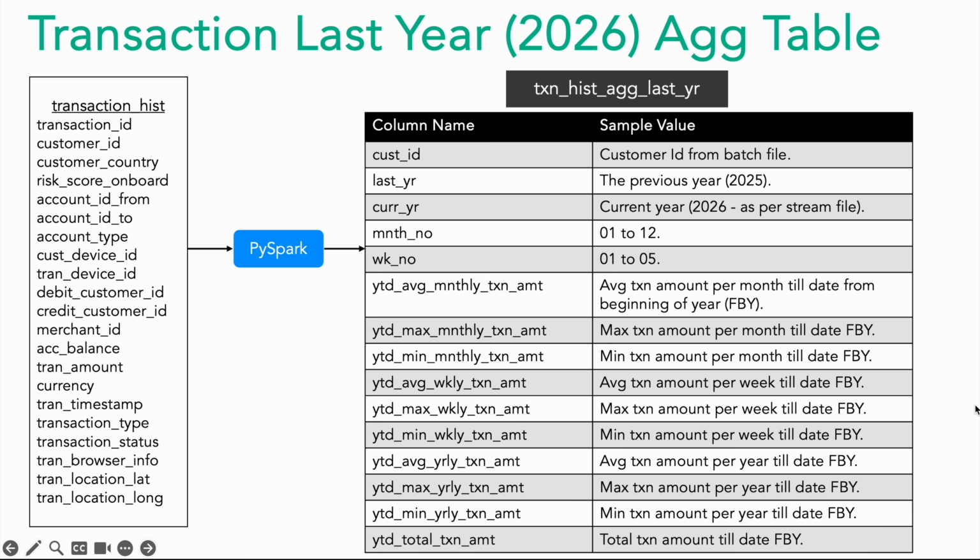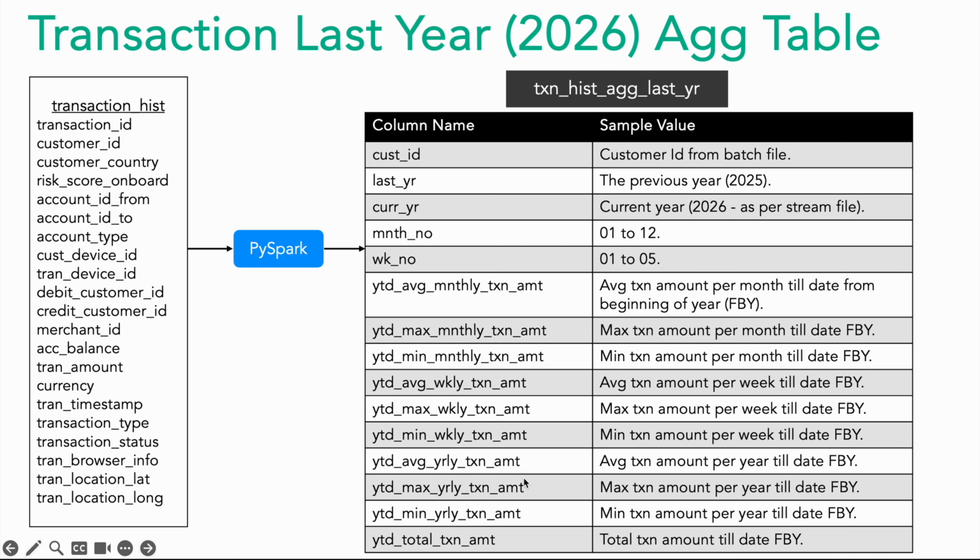And I have already put the column which is WK_number. This is the week number and it can be anywhere from 01 to 05. I don't think there would be any month with 6 weeks, but anyway, whatever is the week number, you'll have to get the week number and put it there.